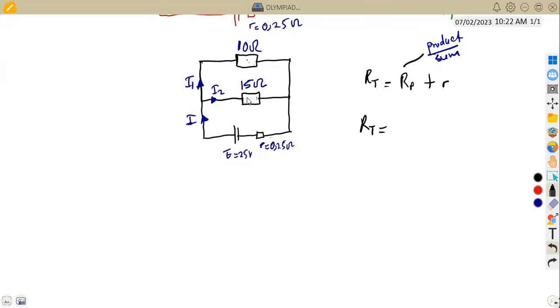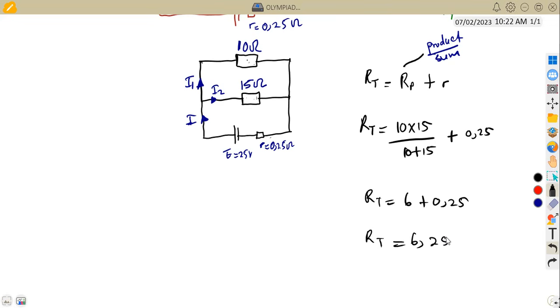That is the product of the resistors, 10 times 15 over the sum, 10 plus 15, plus the internal resistance of 0.25. All right, so this will give us the total resistance. The first part, if we simplify, gives us 6 plus 0.25, which is 6.25 ohms. So we have got the total resistance.